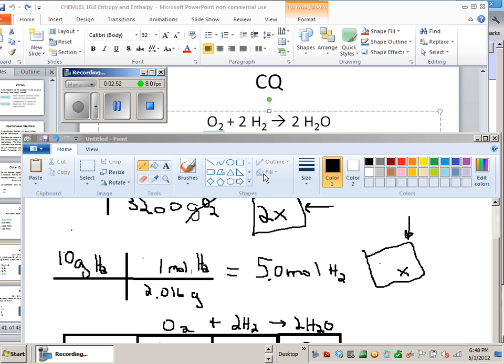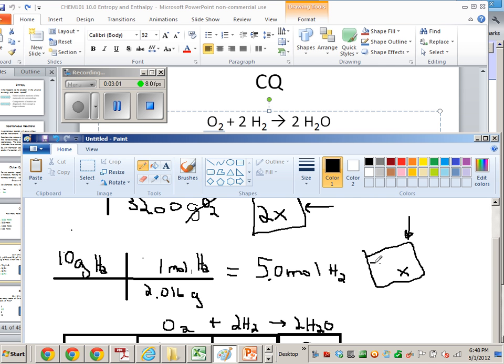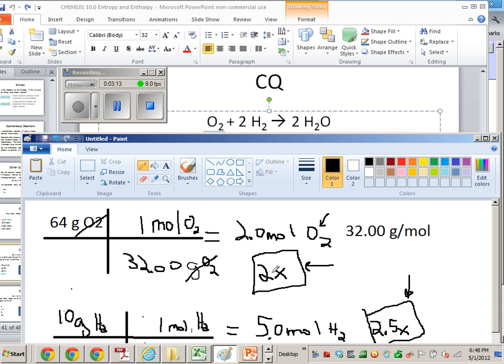We can do the same thing for H2, and if we divide the number of moles of H2 that are present by the moles of H2 that are required, we get that this is a 2.5-fold amount of H2 for this scale of reaction. So we could actually scale this up 2.5 times based on the hydrogen. We can only scale it up 2 times based on the oxygen. So which one is the limiting reagent? Right, the oxygen is what runs out first. The oxygen is limiting this reaction.